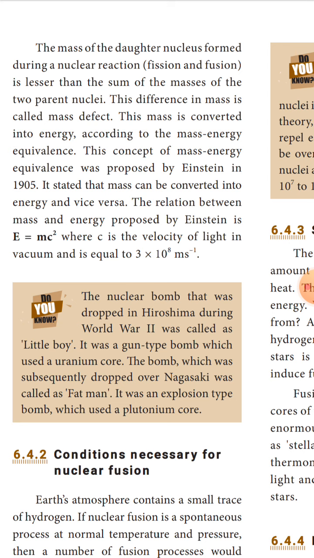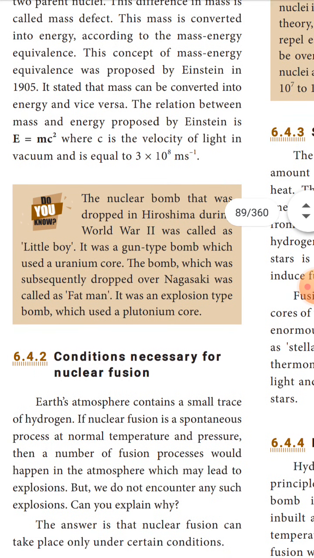The relationship between mass and energy proposed by Einstein is E is equal to mc squared, where c is the velocity of light in vacuum and it is equal to 3 into 10 power 8 meter per second.